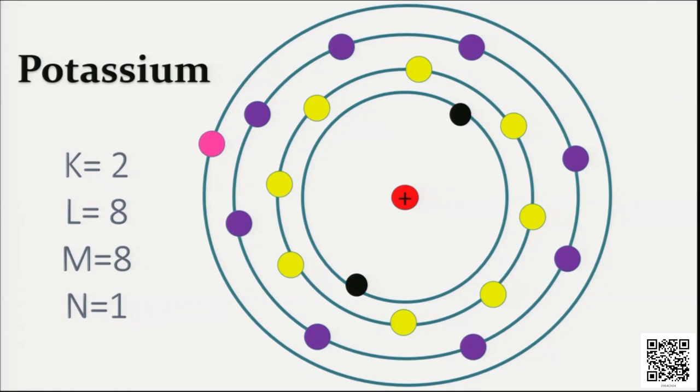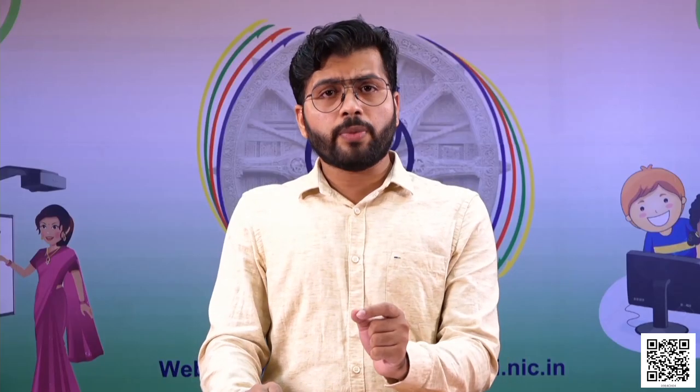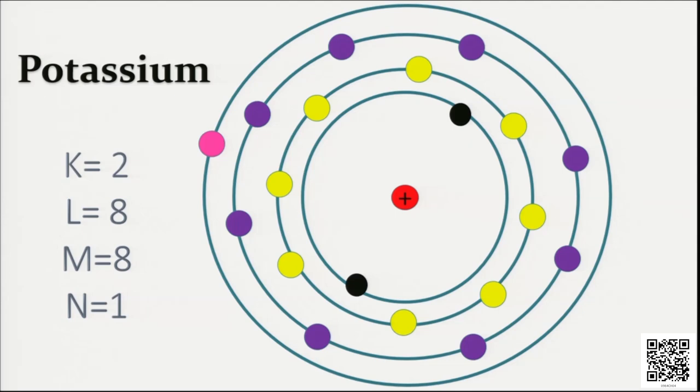By the 2n square formula, the number of electrons that can be accommodated in the M cell is 18, because for M the n value is 3, so 2 into 3 square is 18. But if you see the diagram, M contains 8 electrons. Why is it so? If you recall the rule, the maximum number of electrons that can be accommodated in the outermost cell is 8.